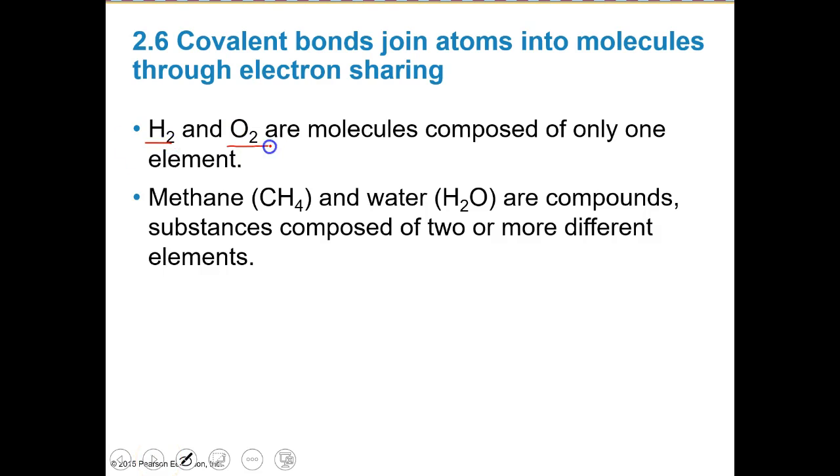So hydrogen and oxygen are molecules composed of only one type of element, but methane, CH4, and water are compounds with 2 or more different elements. But again, they're compounds because it's still a fixed ratio.